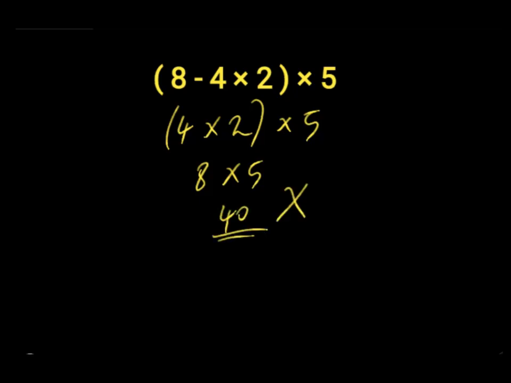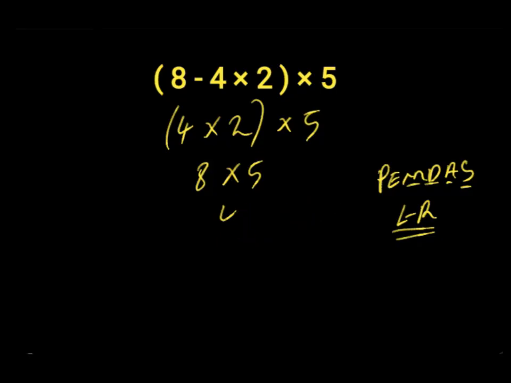40 is the wrong answer to this question because we did not work with the order of operation, which is PEMDAS. In PEMDAS, we have parentheses, exponent, multiplication, division, addition, and subtraction. Multiplication and division have equal priorities, as do addition and subtraction, working from your left to your right, in order to arrive at a correct answer. Let us solve the right answer to this question.